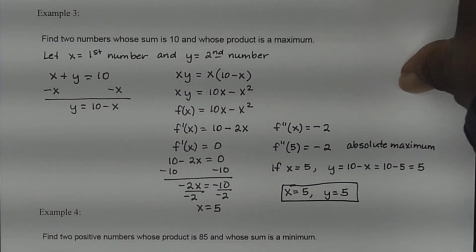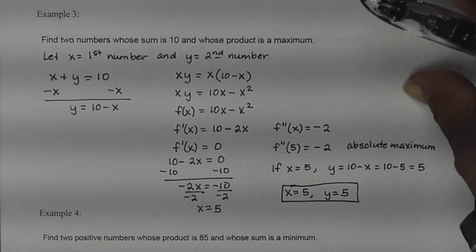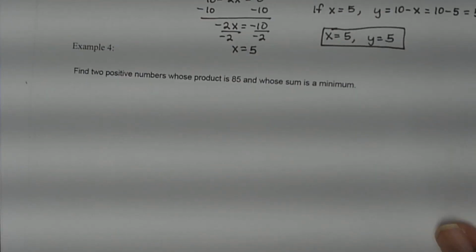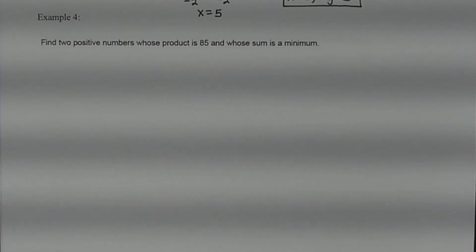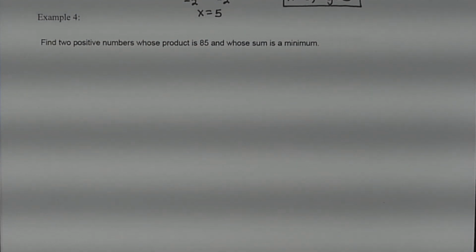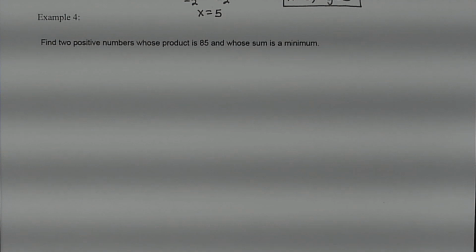All right, here's another example. Let's say I want to find, in this case, two positive numbers whose product is 85 and whose sum is a maximum. We're finding two positive numbers whose product is 85 and whose sum is a maximum.